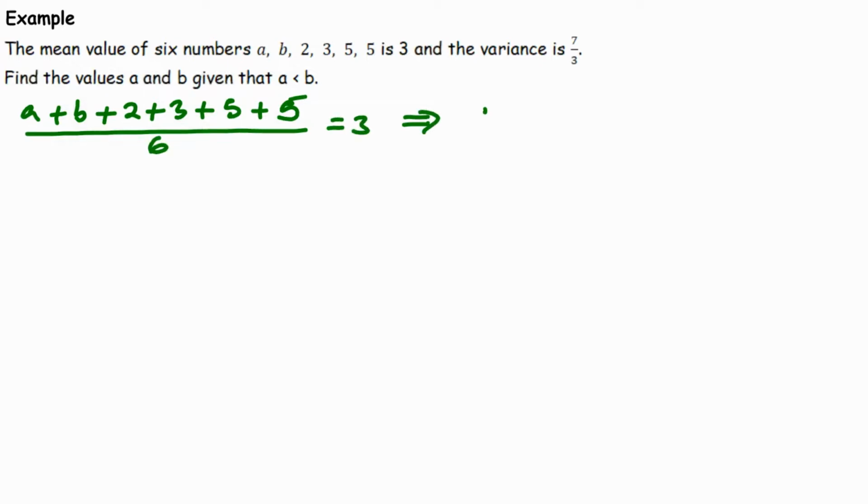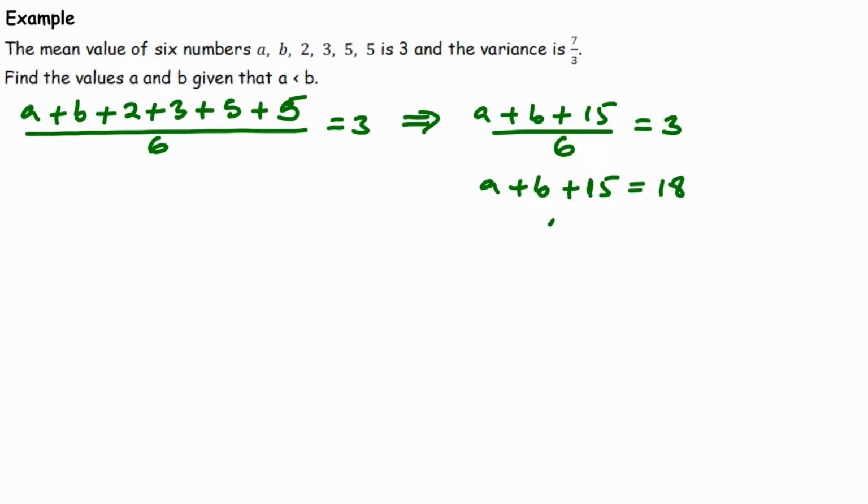So that implies that A plus B plus 15 over 6 should be equal to 3 because the mean is 3. And therefore A plus B plus 15 will be equal to 18. So A plus B will be equal to 3, which implies that B is equal to 3 minus A.